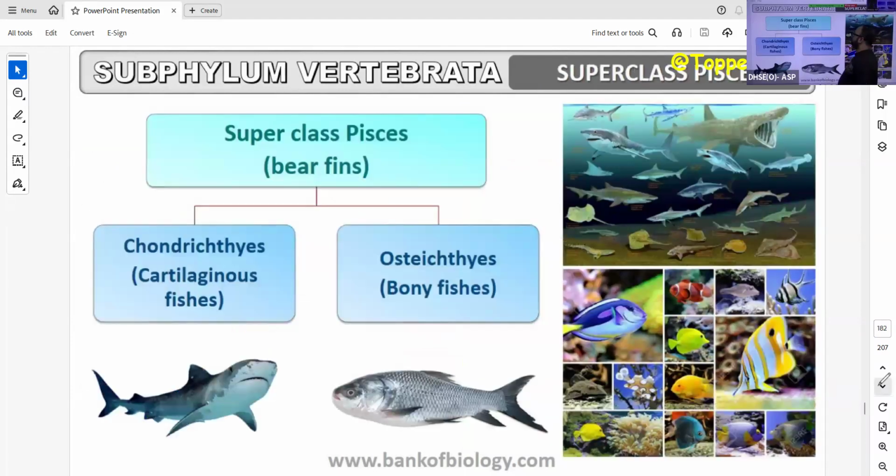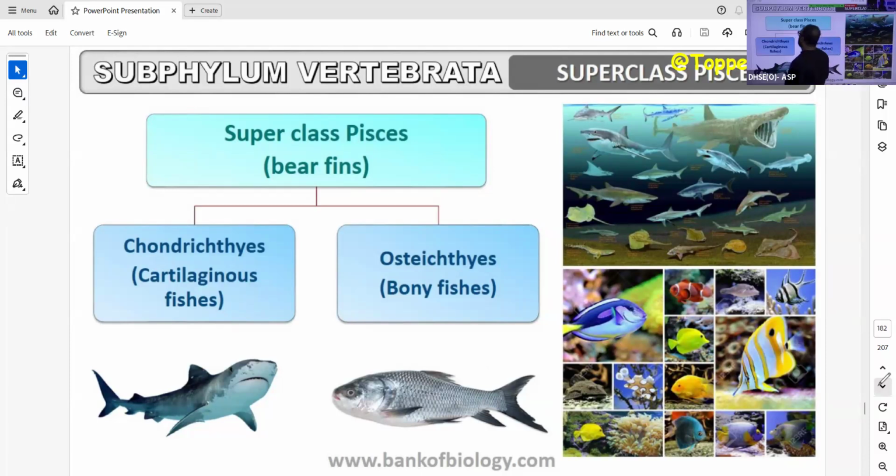After that, look at the superclass Pisces. Now, in the superclass Pisces, we already have seen two things. Where did we see the two things? That the superclass Pisces belongs to two subcategories. As you can see, two subcategories. One was the Agnatha, jawless, and the other is Gnathostomata.